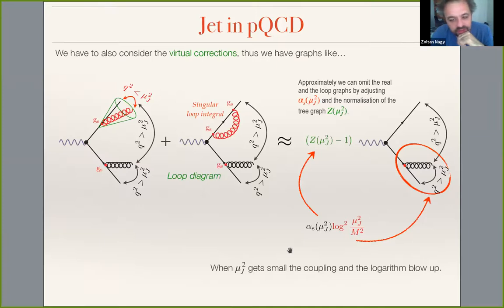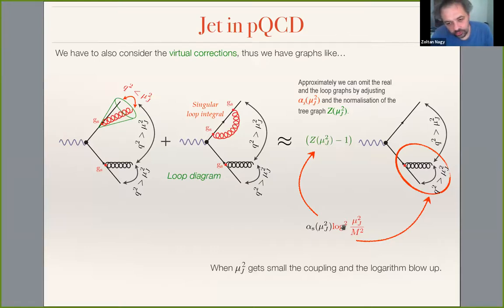So okay, what happens then? If we go back to our little picture, of course we have the cancellation of the singularities, but what we actually do is mimic this configuration, or this sum of these two contributions, real and virtual. We basically replace it by the tree graph, rescale it, and change the running of the alpha s. And when the typical resolution scale of the measurement becomes very, very small, the alpha s blows up and this logarithm blows up. And of course that's a problem because we cannot predict.